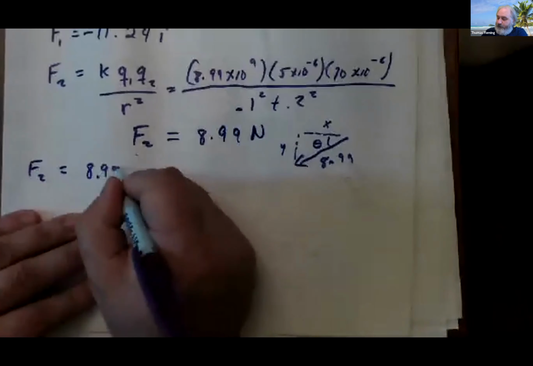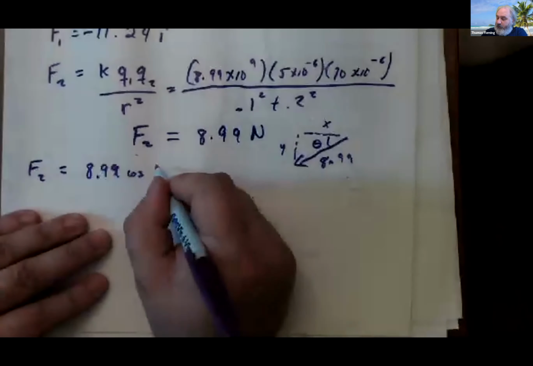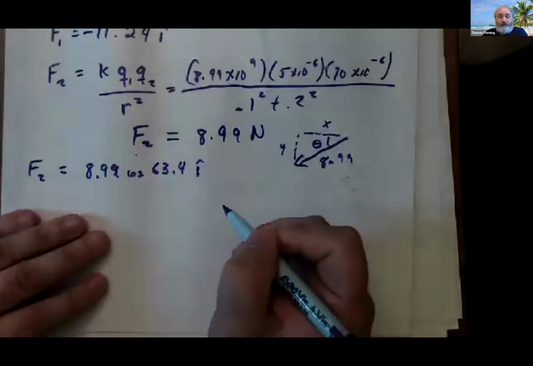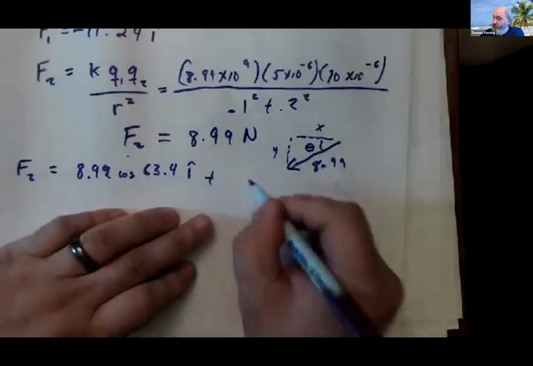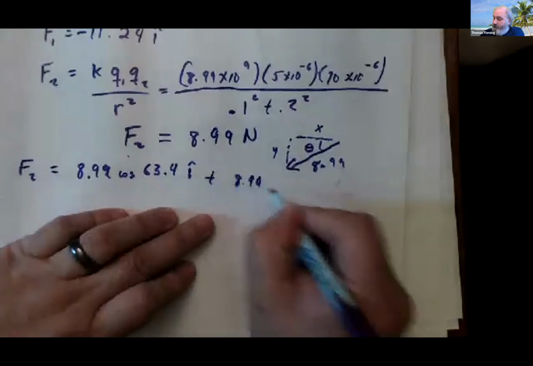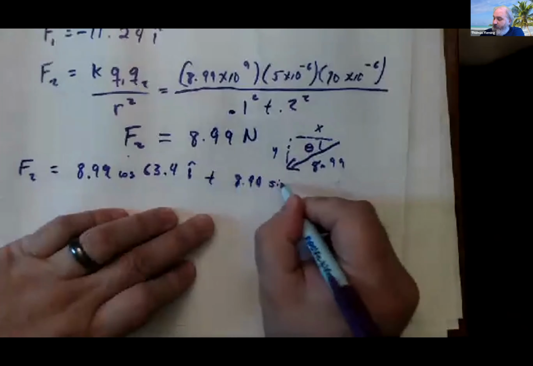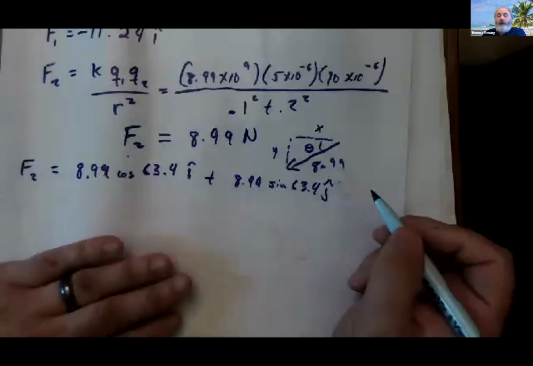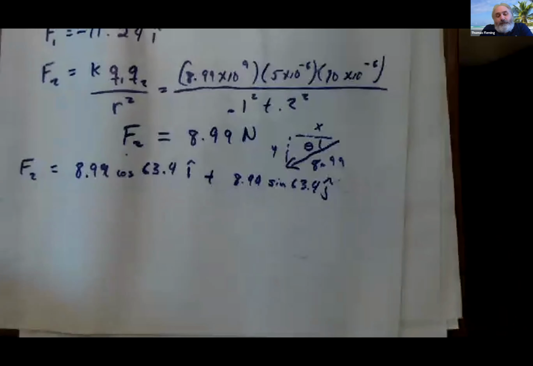8.99 times the cosine of 63.4 degrees in the I-hat direction, plus 8.99 times the sine of 63.4 degrees in the J-hat direction. Except I've made an error. Do you see it?